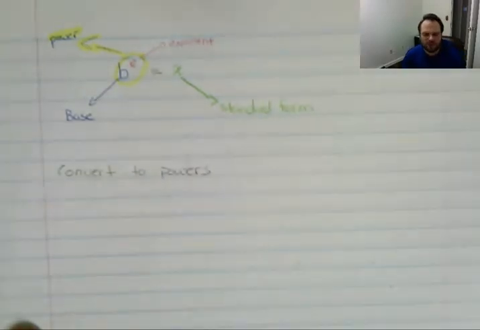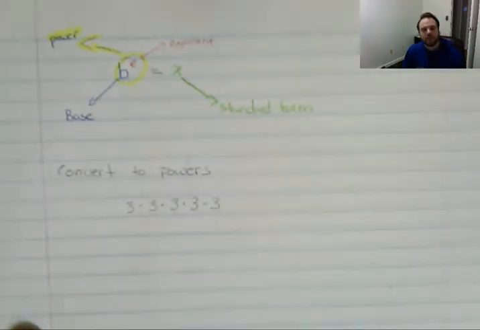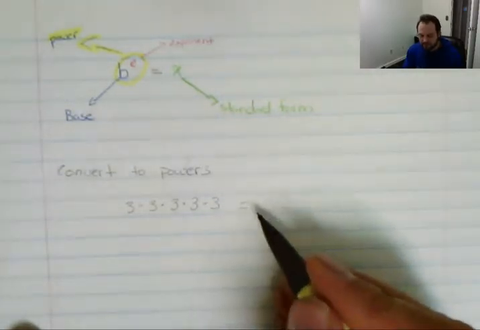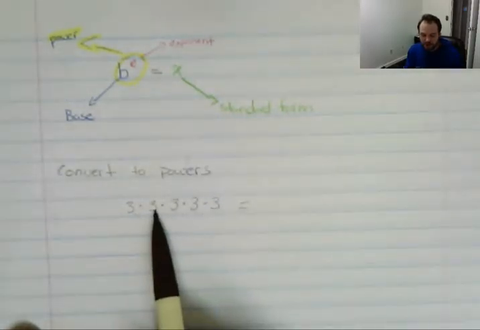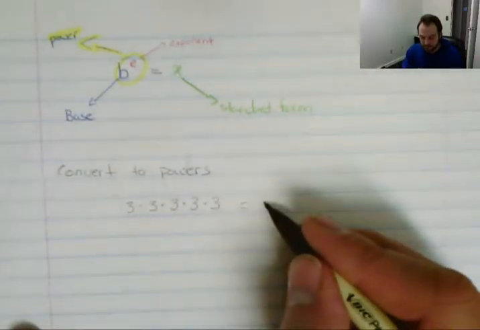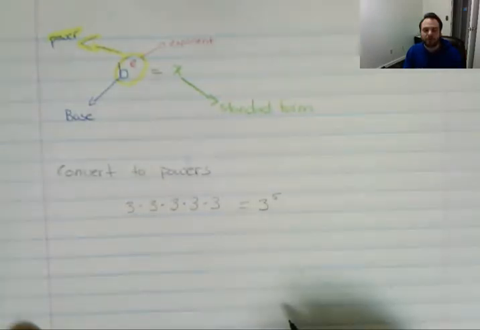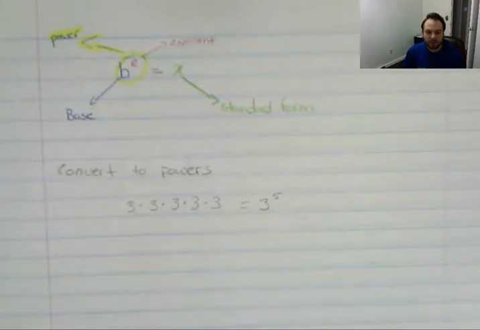So let's look at my first one. My first one is just going to be 3 multiplied by 3 multiplied by 3 multiplied by 3 multiplied by 3. So I look at this here. This is the same as 3 being multiplied together. It's being repeatedly multiplied together 5 times. So that's going to be 3 exponent 5. So my power is 3 to the 5. Okay? Let's take a look at my next one.